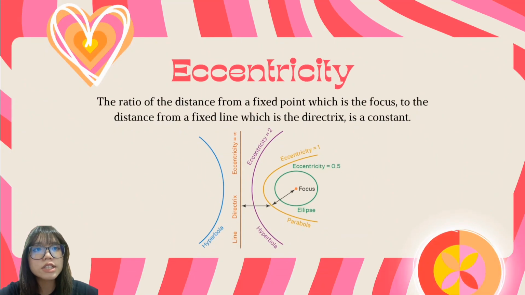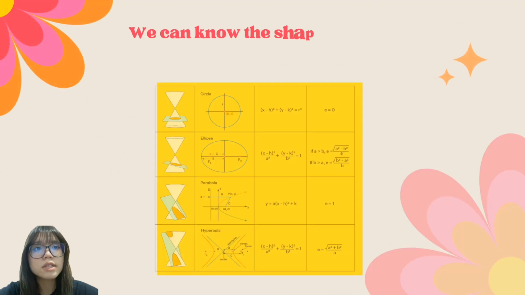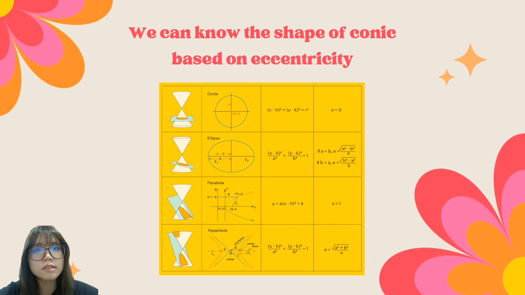Thus, the ratio of the distance from a fixed point, which is the focus, to the distance from a fixed line, which is the directrix, is a constant. This ratio of distance is called the eccentricity of the curve. We can know the shape of conic section based on the eccentricity. If the eccentricity is equal to 0, it is a circle. If equal to 1, then it is a parabola. If it is more than 0 but less than 1, that means it is an ellipse. If more than 1, it is a hyperbola.